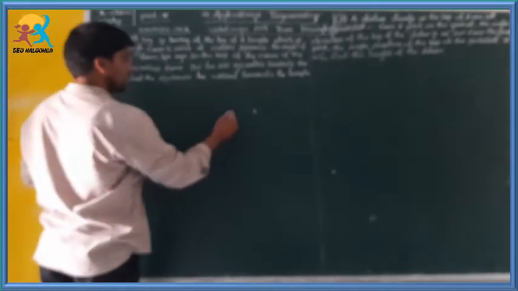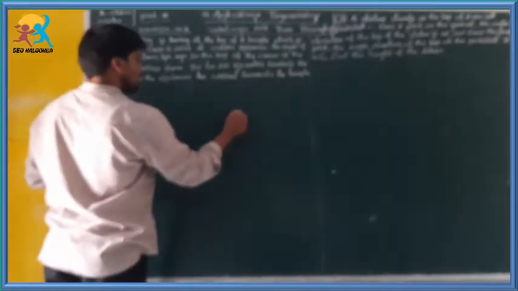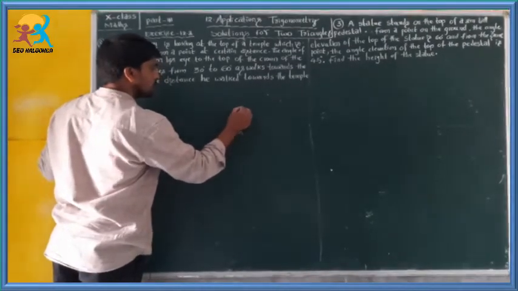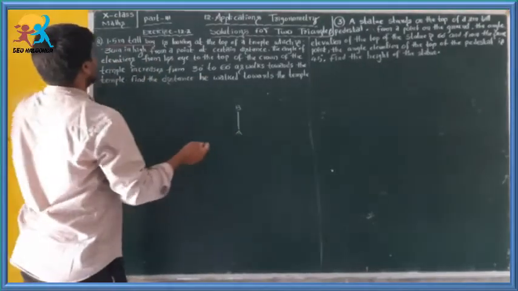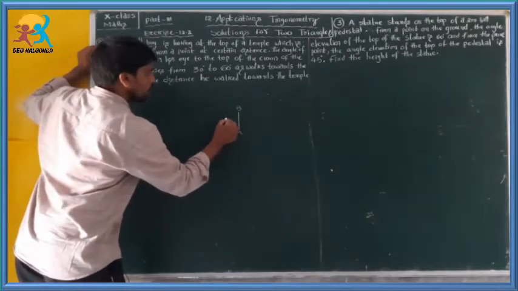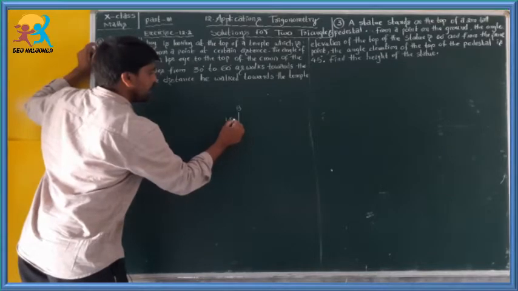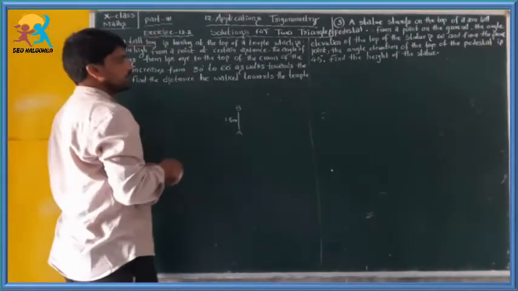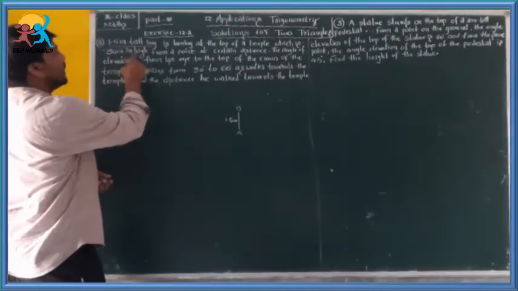Suppose this is the height of the boy, that is AB. What is the height of the tall boy? That is 1.5 meter. Okay. He is looking at the top of a temple which is 30 meter in height.